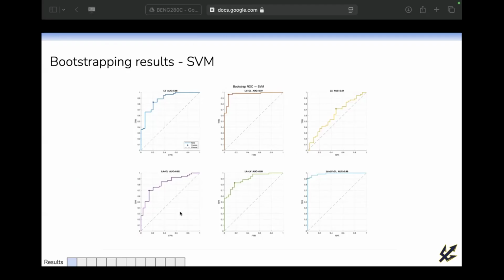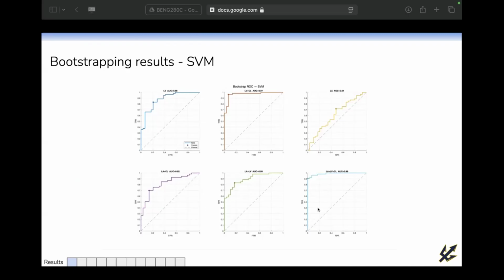And in the bottom, set 4 is left atrium with clinical. The middle right here is left atrium with left ventricle without any clinical. And then this last one right here is left atrium, left ventricle, and clinical. So essentially all the metrics. So as you can see, the AUC is decent for all, but the best uses all the features in the bottom right with this AUC of 0.99.